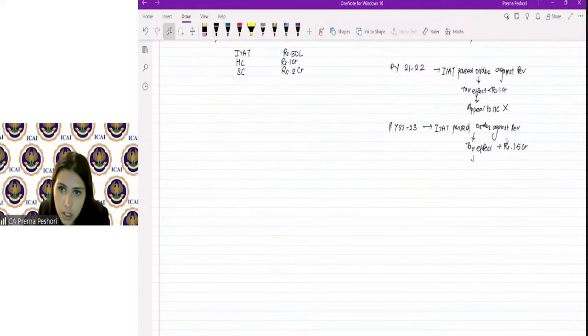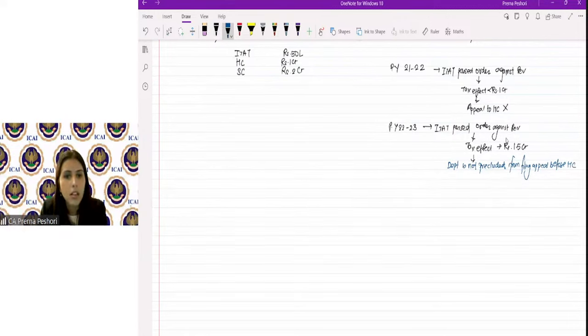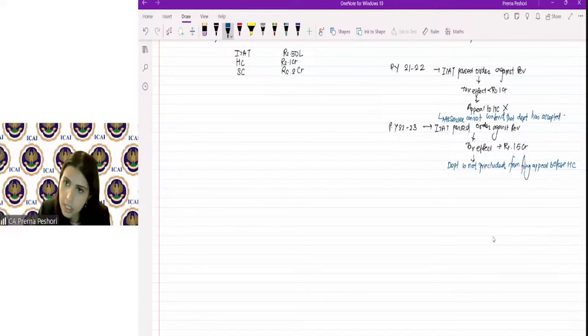So for this year, department is not precluded from filing appeal before the High Court. Are we clear? So that kind of inference cannot be drawn. Are we clear? Yes or no? So, assessee cannot contend for this year that department has accepted the decision of the ITAT.